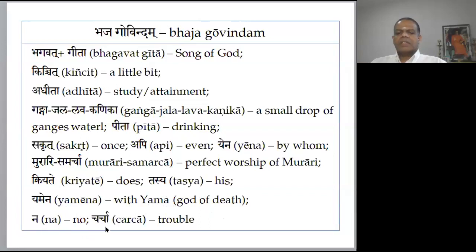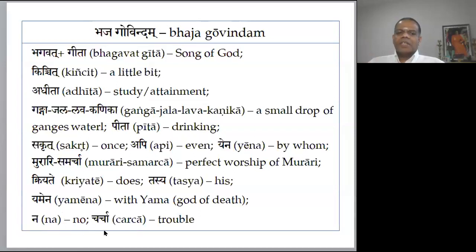Na means no. Charcha, I've used the word trouble here, but charcha has multiple meanings. Charcha can be inquiry, investigation, debate. It can also mean repetition of something. So there will be no repetition with Yama, no trouble with Yama. The god of death will not cause any problem to you. That means you won't be born again and again die. The belief is that Yama will evaluate what you have done in your life and accordingly punish you or give you reward. So all that will not happen.